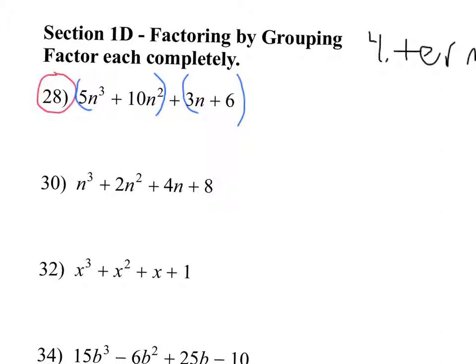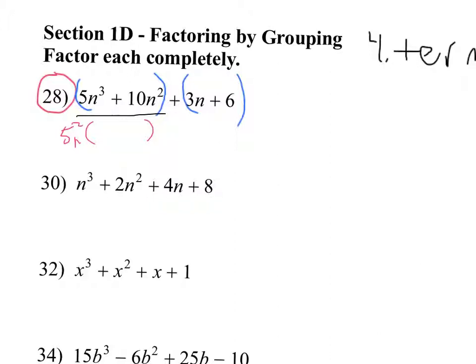Now, if you look at the first two terms I grouped together, we want to think we just did factoring out a greatest common factor, and that's what we're going to do from this 5n cubed and 10n squared. If we think about the greatest common factor, well, 5 goes into both 5 and 10, and we can also take out n squared. So we're going to put 5n squared out in front of parentheses because that's my greatest common factor of those two terms.